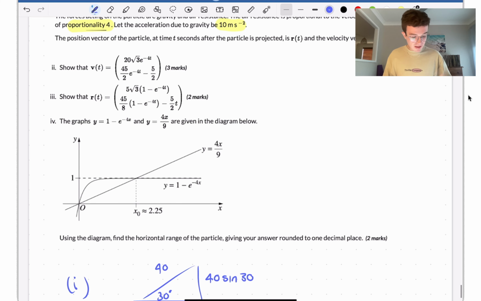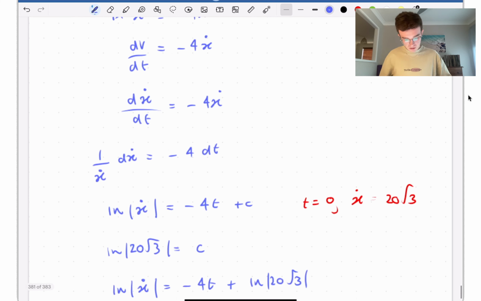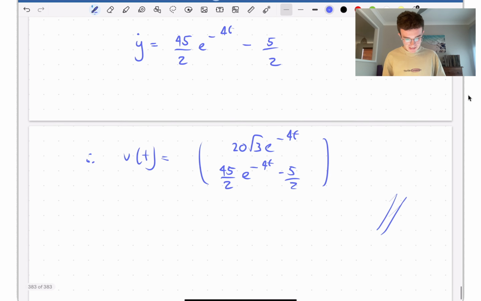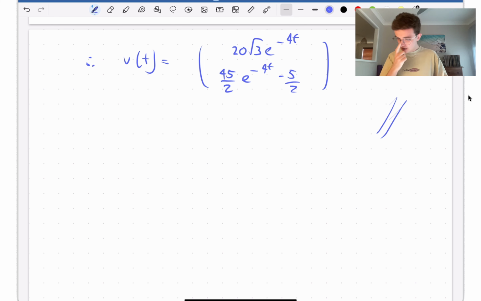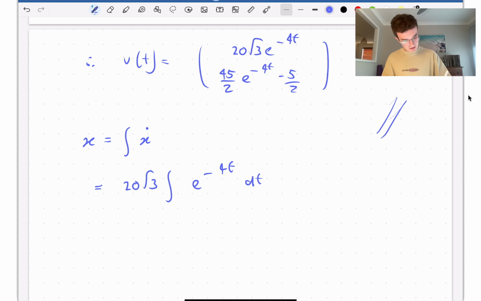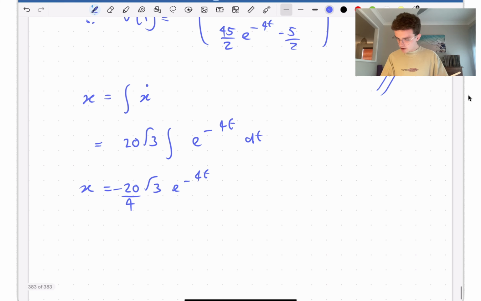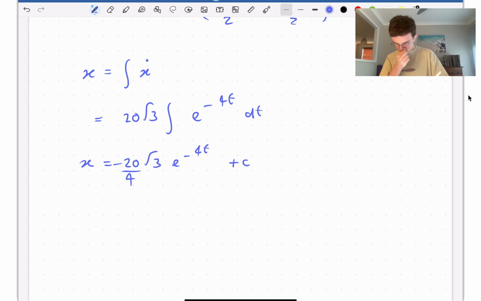Part 3, show that this is r of t, right. So we're probably thinking we're going to have to integrate both of these functions. Now we do know that displacement is the integral of velocity. So let's find the integral of velocity. The integral of 20 root 3 e to the minus 4t with respect to t. So that's going to equal 20 root 3 on minus 4 e to the minus 4t. And we are integrating, so plus c.